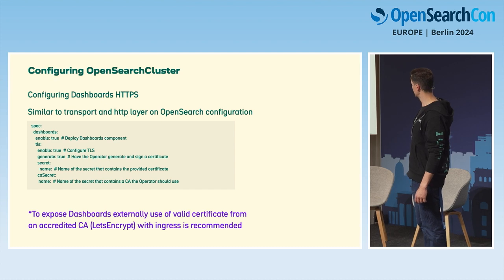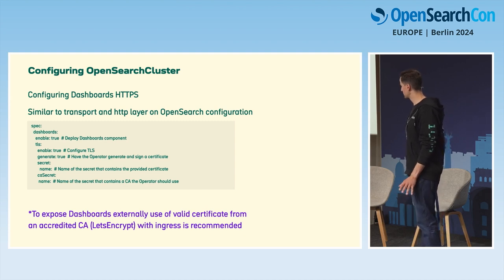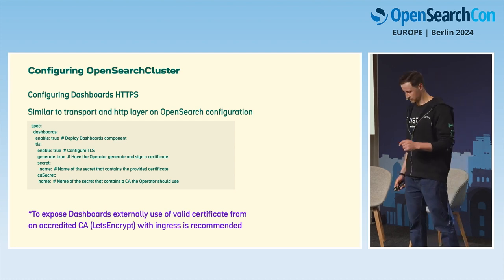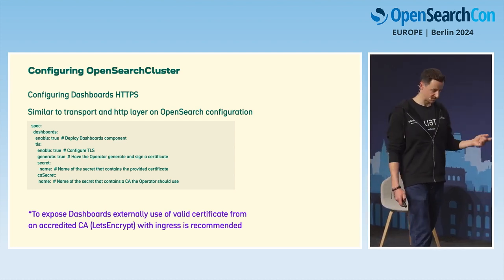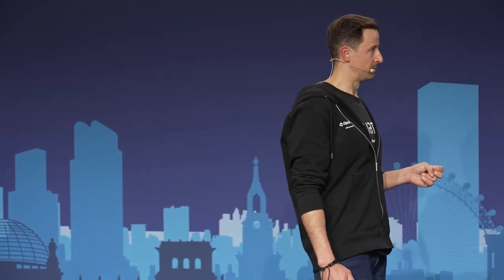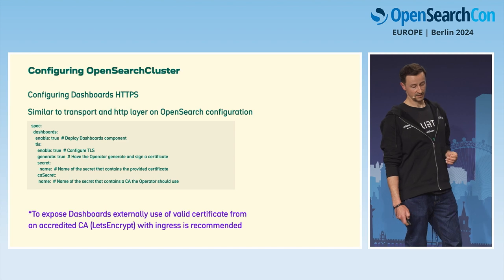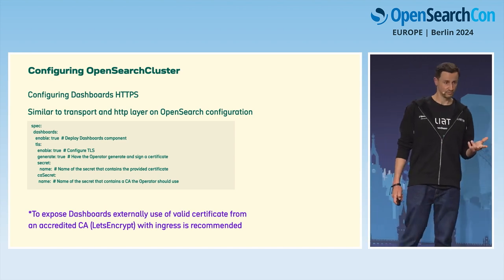Dashboards HTTPS, again, is very similar to the previous HTTP. That's what I said, that if you wrap your head around the very first one, the rest of them kind of fall into the right place. Again, because you are using either self-signed certificates or certificates generated by the operator, they will not be trusted by your browser, and it will be shouting at you. The recommendation, of course, is to use an accredited CA, like Let's Encrypt, and now we know how to do it, so happy days.